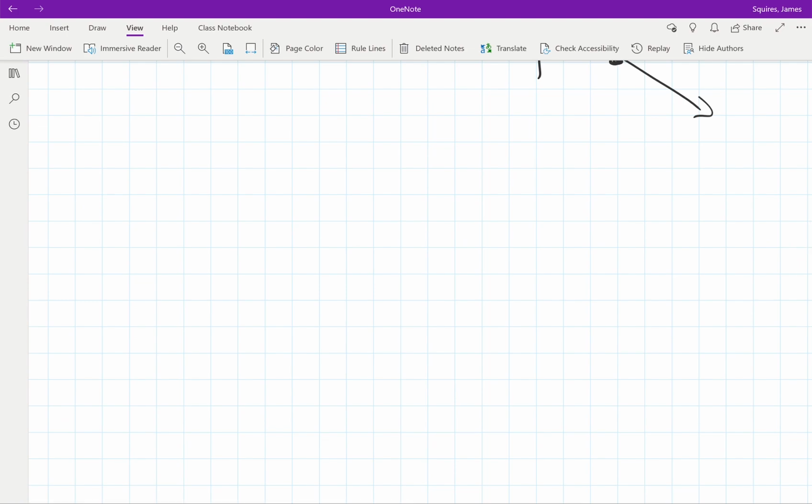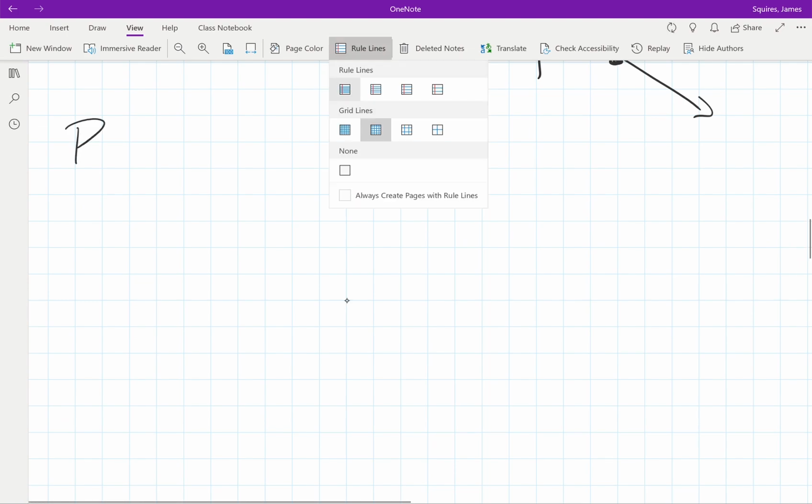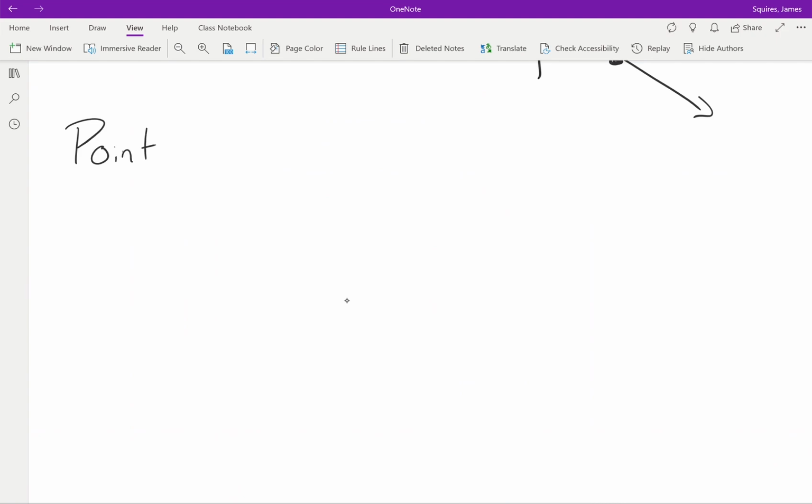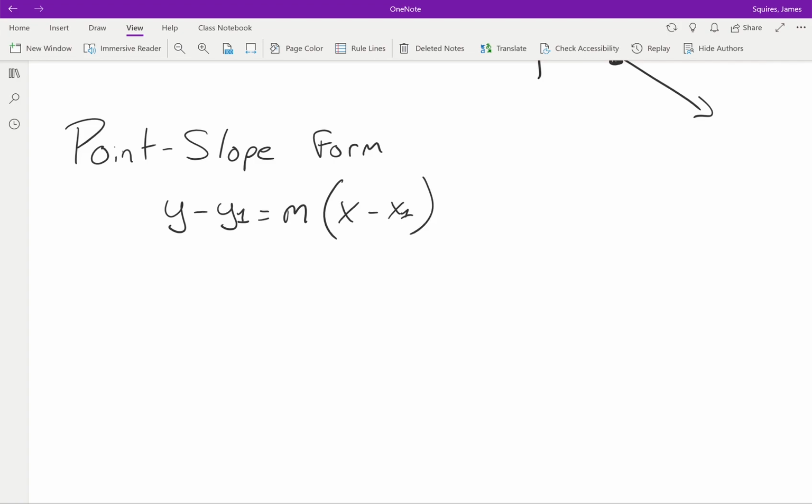One last form for today, we have point slope form. A point slope form is written as y minus y1 equals slope m times x minus x1. So we typically use point slope form when we have the slope of a line and 1 point on that line.